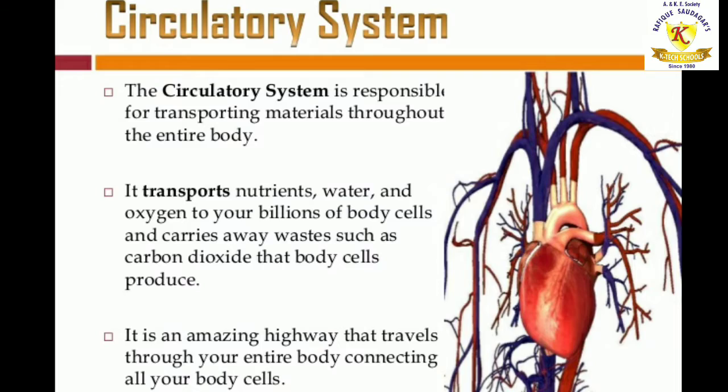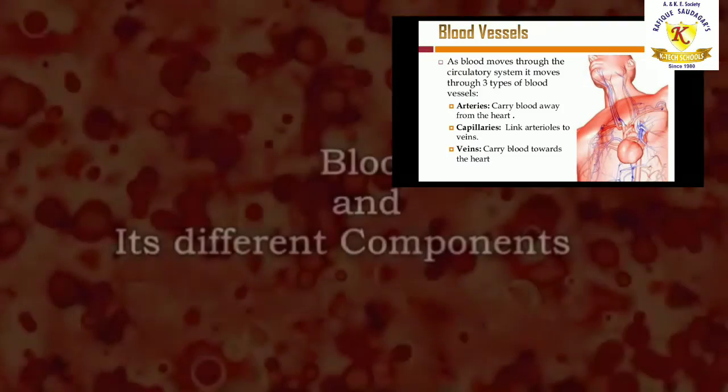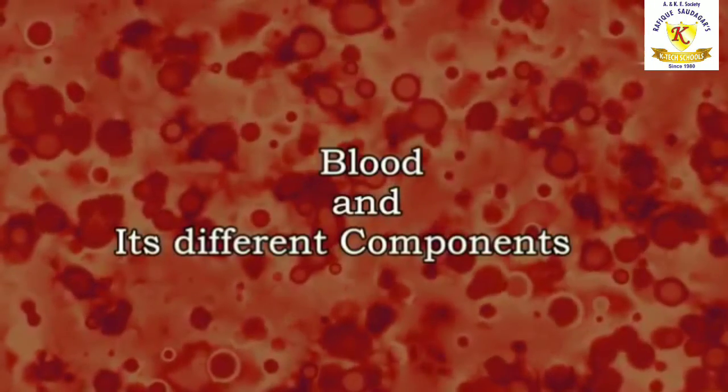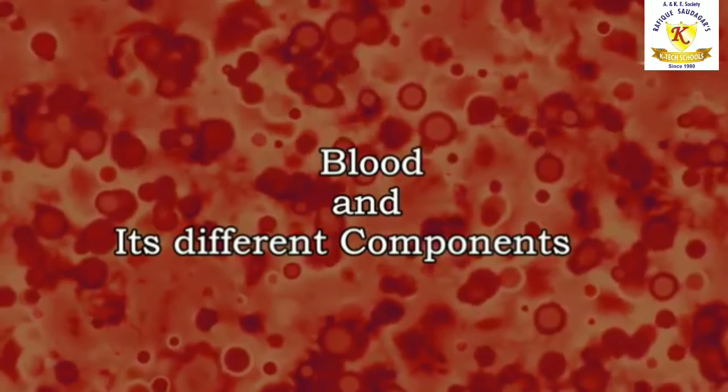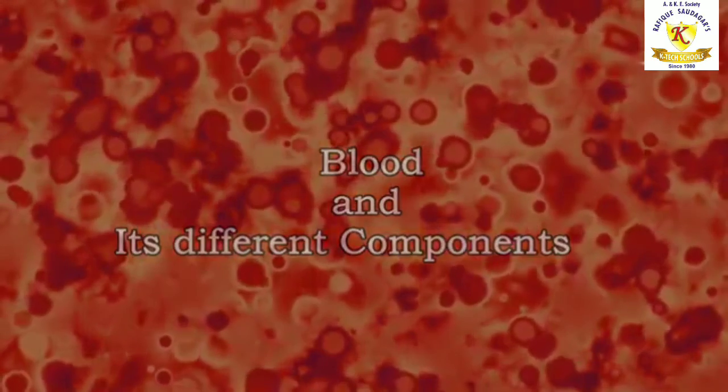Understood? And we have also learned about the blood vessels. As the blood moves through the circulatory system, it moves through three types of blood vessels. Arteries carry blood away from the heart. Capillaries link arterioles to the veins, and veins carry the blood towards the heart. So children, in today's video, we shall learn about the blood and its different components.